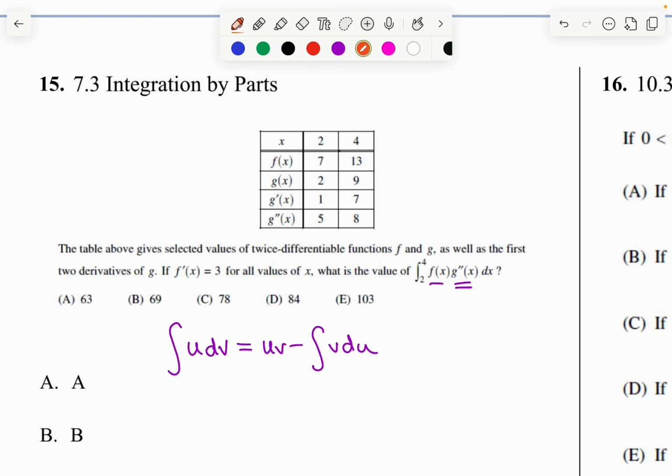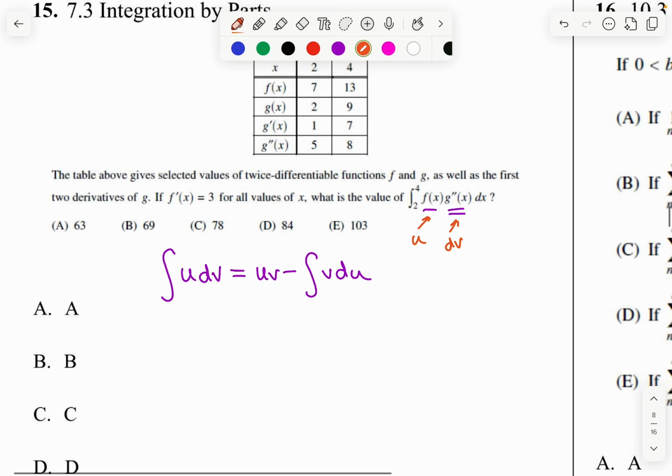With notation like this, we're going to let dv be the g double prime because its antiderivative is just g prime, whereas the antiderivative of f involves the integral symbol, so we don't want that. So we're going to try this formula by calling that u and that dv. And then we're integrating obviously from 2 to 4.